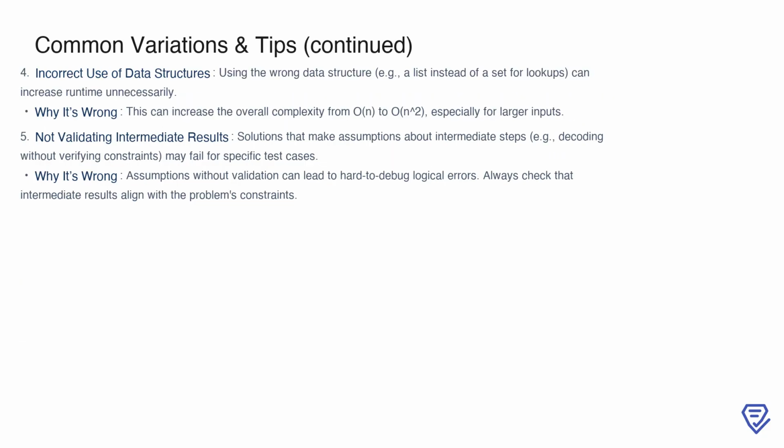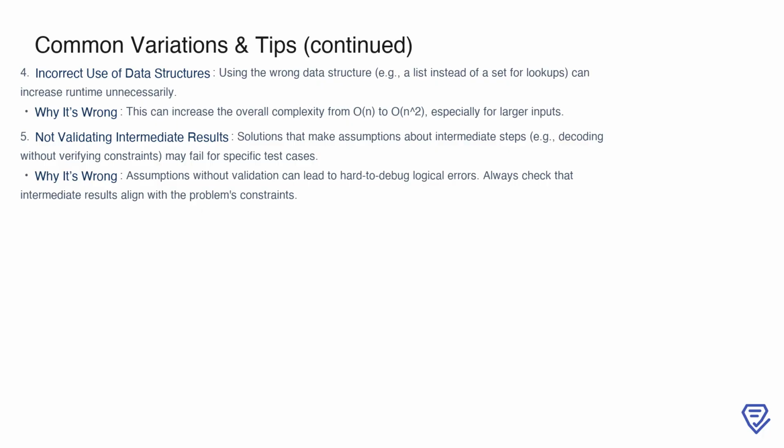Another mistake to watch out for is the incorrect use of data structures. For example, using a list instead of a set for lookups can significantly increase runtime, especially for larger inputs. A set allows for O(1) lookups, whereas a list lookup could push the complexity to O(n²) in some scenarios, making the solution inefficient.